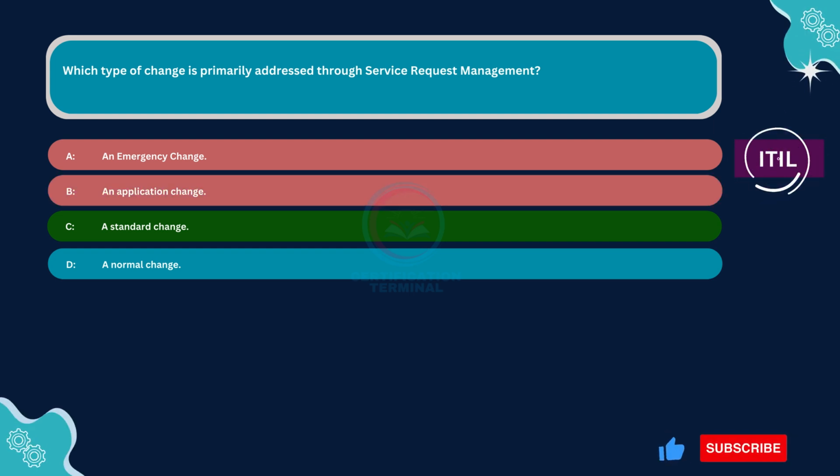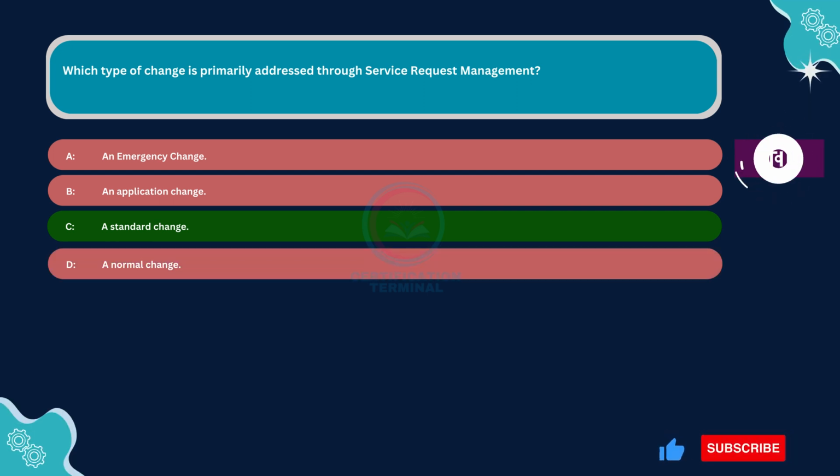Option B, an application change, is incorrect. While SRM can be used for some application changes, it's usually limited to low-risk modifications. For significant application changes, a more comprehensive change management process is likely employed, involving risk assessments and thorough testing.